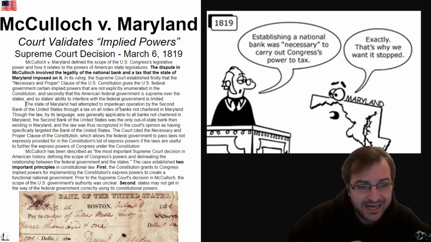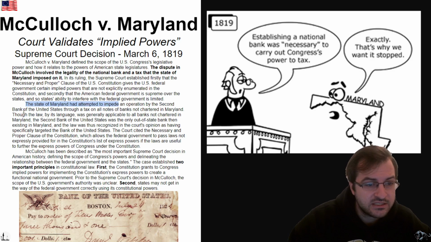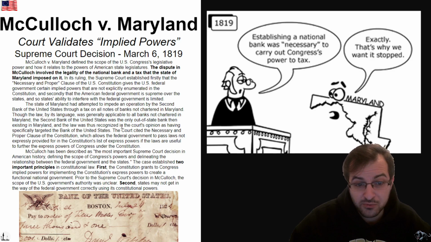The state of Maryland had attempted to impede an operation by the Second Bank of the United States through a tax on all notes of banks not chartered, not created, in Maryland. Though the law, by its language, was generally applicable to all banks not chartered in Maryland, the Second Bank of the United States was the only out-of-state bank then existing in Maryland, and the law was thus recognized in the court's opinion as having been specifically targeting the Bank of the United States.